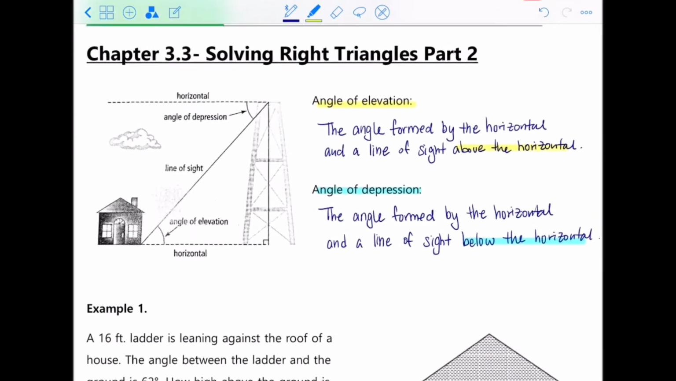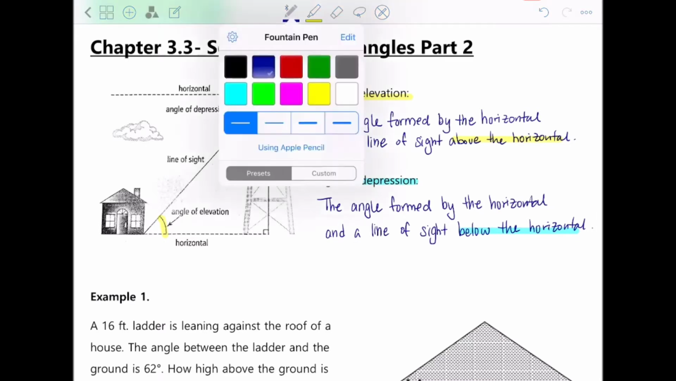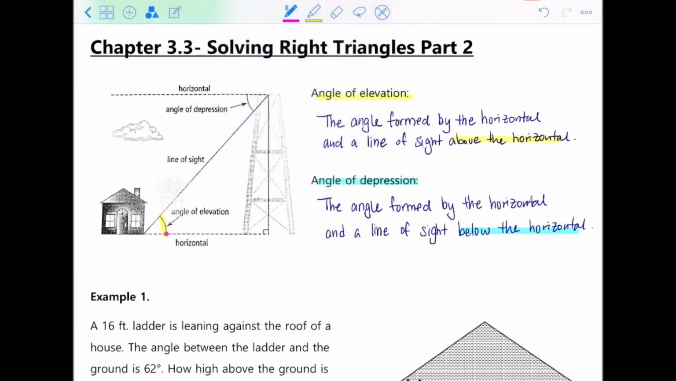With the given diagram, let's go over a couple of terms. There's this thing called angle of elevation, and as you can see, this is the angle formed by the horizontal and a line of sight above the horizontal. So basically, from the ground to the line of sight.